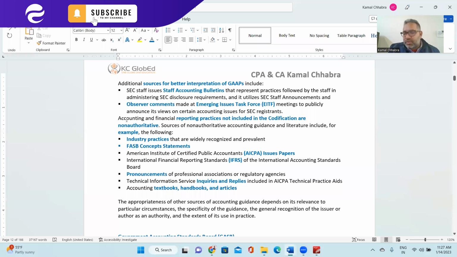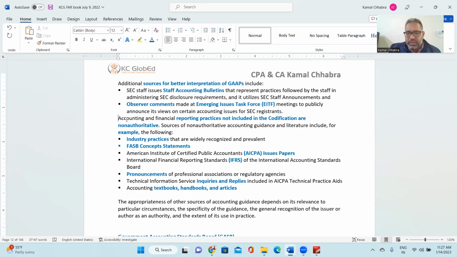Second is the FASB concept statements. Third is the AICPA, which also issues certain papers. If you go to the AICPA website, you will see issue papers on accounting matters, auditing matters, regulatory matters, and tax matters. So you can consider those issue papers also as a basis of consideration.